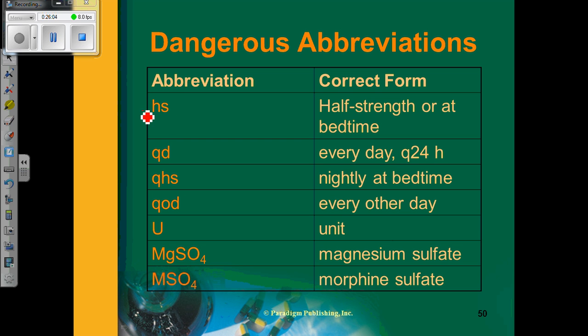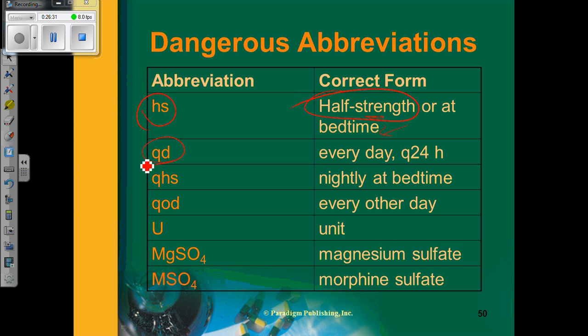Also, dangerous abbreviations. HS, remember I told you earlier, it stands for bedtime, hit the sack. Sometimes it can mean half strength. So these are abbreviations that are dangerous. Most of the time, 90% of the time, it's used for bedtime, but there may be a few times where a doctor may write it for half strength. So if you're unsure, you need to double check with a doctor or pharmacist about that.